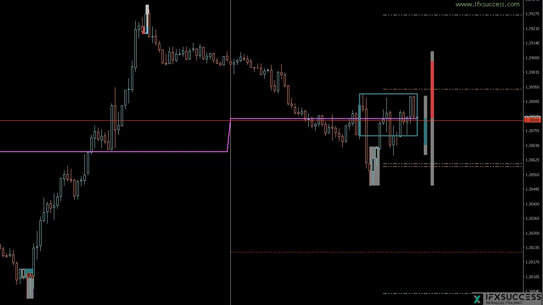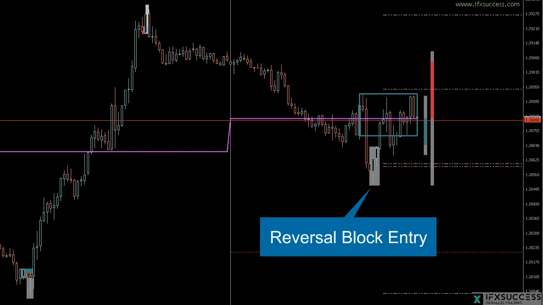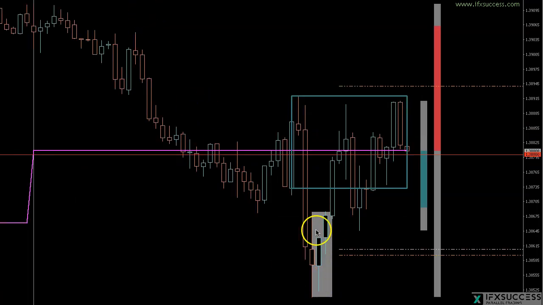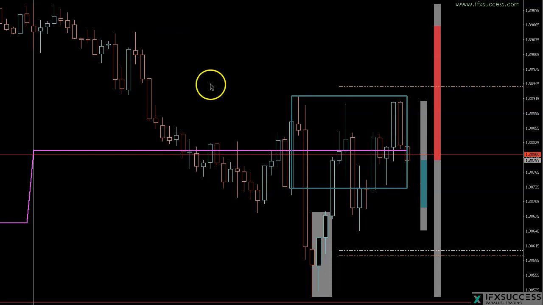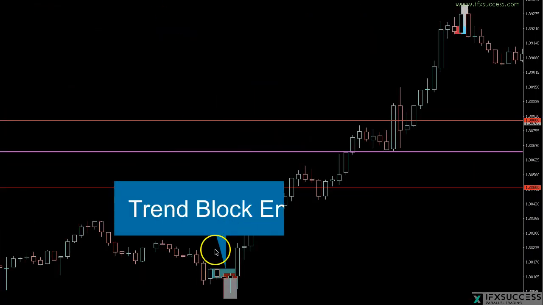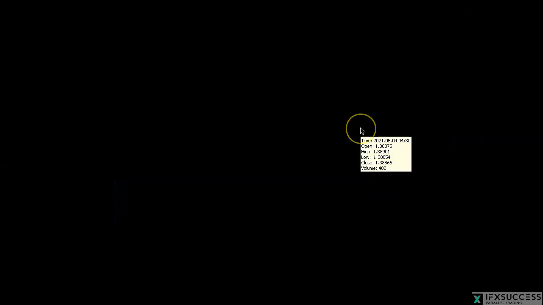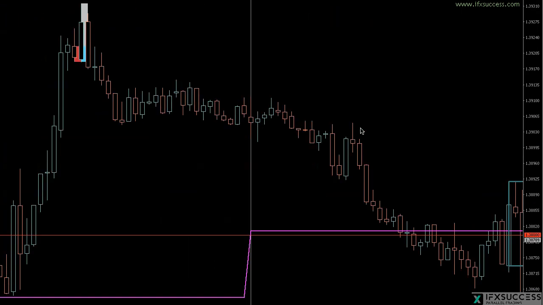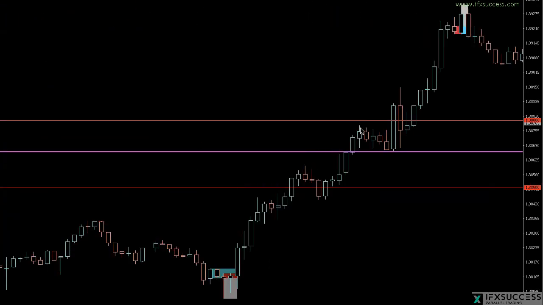So the first thing that you need to know is that we use 2 types of block entries. One is called the reversal entry or reversal block, which is the one colored in gray, which usually happens first. And then we have here the second one. I'm going to move this over, which is going to be the trend block, the one colored in green and the one colored in red. You cannot really see them as much, but that is pretty much what the 2 blocks are.